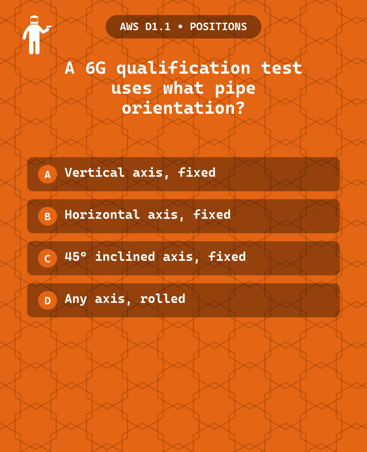Question 6. A 6G qualification test uses what pipe orientation? Is it A, vertical axis fixed, B, horizontal axis fixed, C, 45-degree inclined axis fixed, or D, any axis rolled?